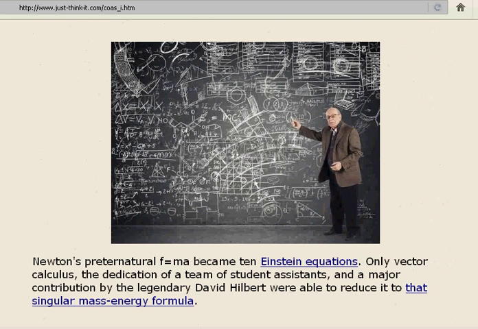Newton's preternatural F equals ma became 10 Einstein equations. Only vector calculus, the dedication of a team of student assistants, and a major contribution by the legendary David Hilbert were able to reduce it to that singular mass-energy formula.